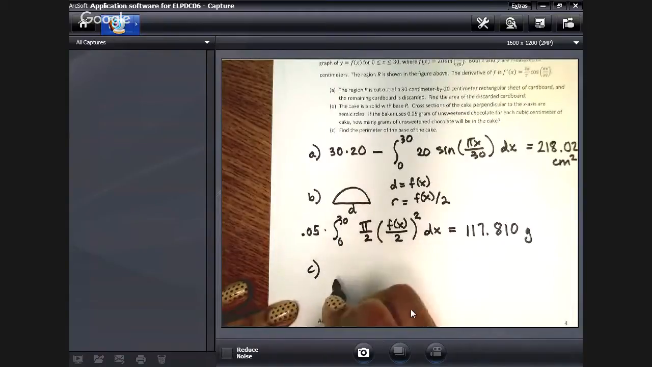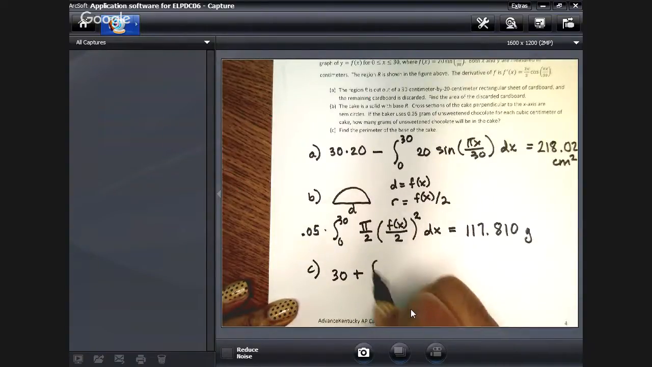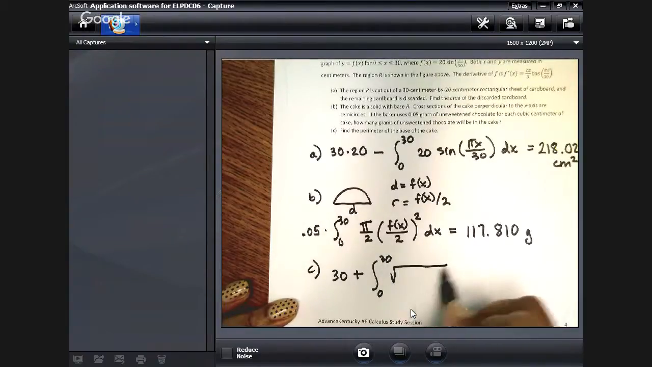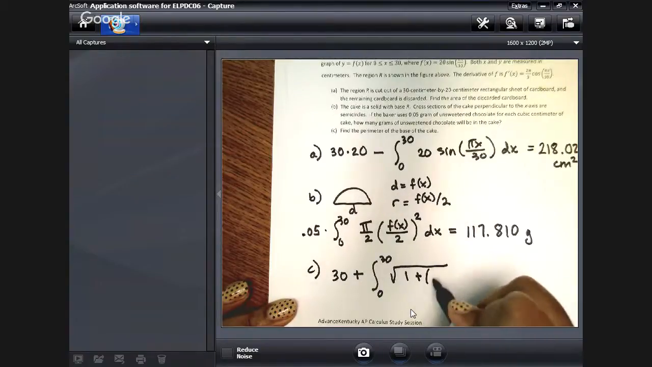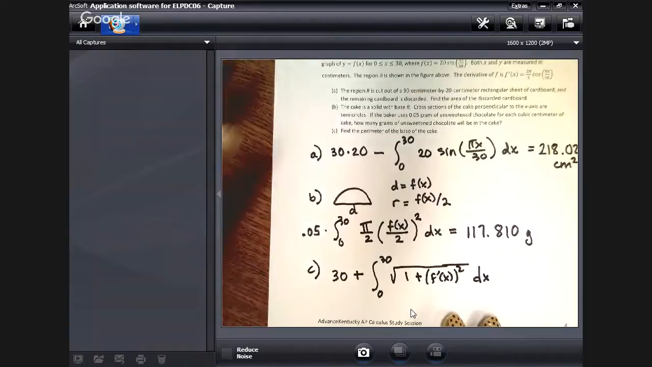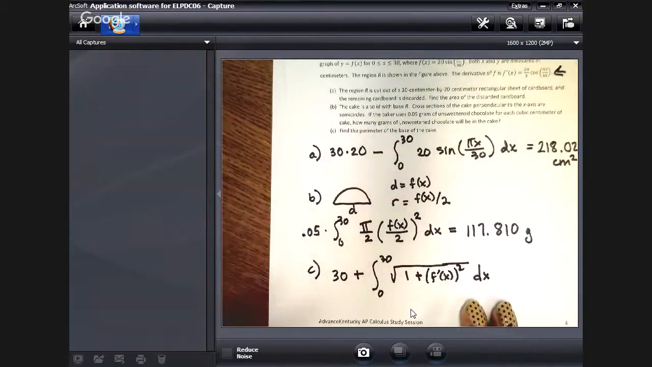So the perimeter is 30. Right, that's the bottom side, plus the definite integral from 0 to 30 of the square root of 1 plus f prime of x, which they actually gave to me, squared dx. You'll notice up here, they actually gave us f prime of x. So we can set this up this way. We don't have to write the actual function since they clearly define f prime of x for us.